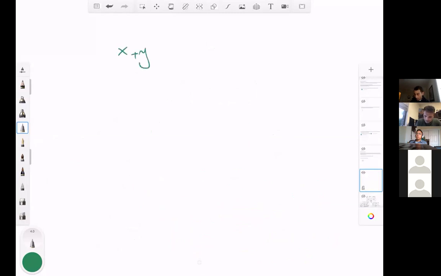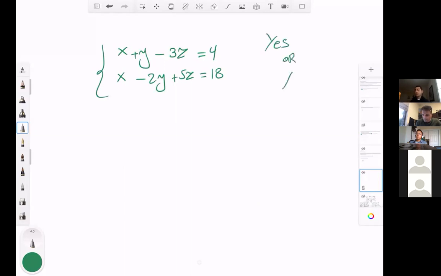x plus y minus 3z equal to 4. x minus 2y plus 5z equal to 18. Are we able to solve this system? Is that yes or no? No. This is not possible. Why is it not possible? Because we have two equations, but three unknowns. So we need to have another equation, x plus y minus 4z equal. Now we are able to solve it.